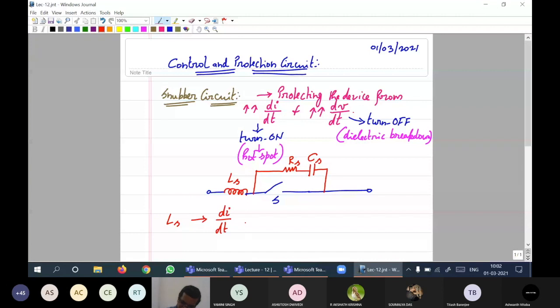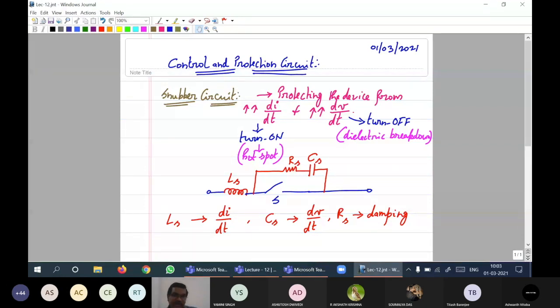RS is for slight damping. I hope you might have come across this term damping in control systems. Now, if you don't have this resistance, then the moment the switch is closed, the capacitor will discharge. So that will again cause inrush current. That will again damage the switch. Therefore, you need RS. So that is the purpose of the damping resistor. That's all. This is the way this circuit is going to be.